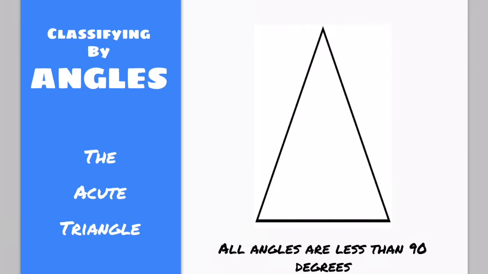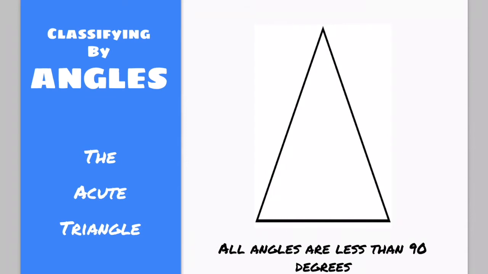Then we begin to look at, well, let's classify them by angles. And then we'll start to see, well, this looks a lot like one we've just talked about. And that's really the point, that we can pair some of these together. So let's take a look at this. This is the acute triangle.